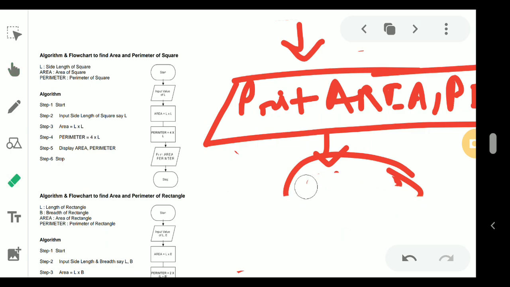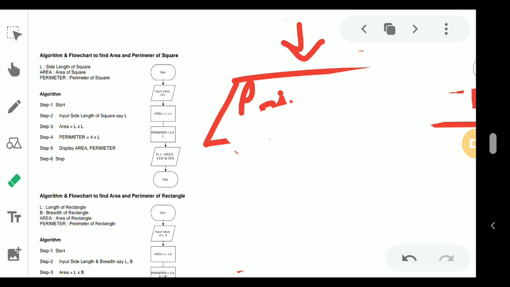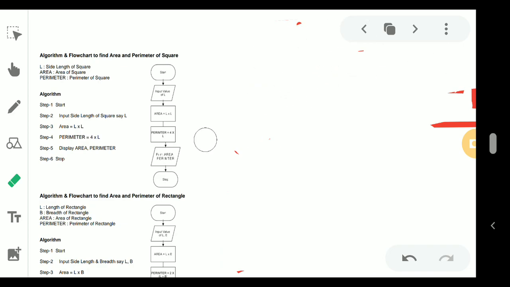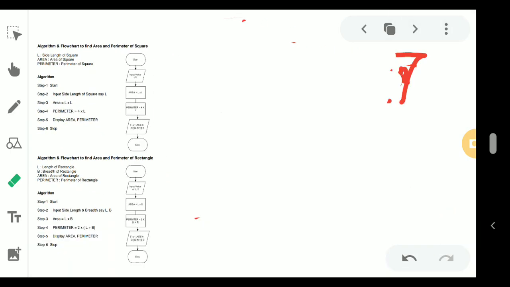Now we are moving to the next algorithm as well as flowchart. The next algorithm is to draw the algorithm and flowchart to find the area and perimeter of a rectangle.